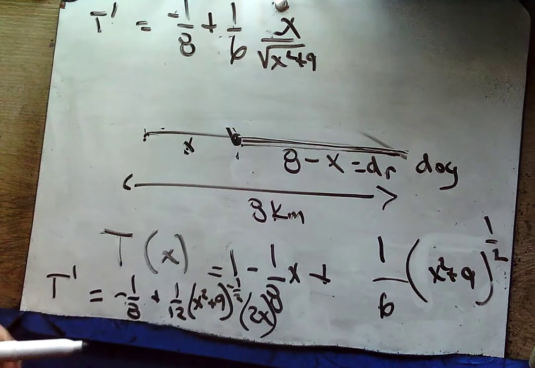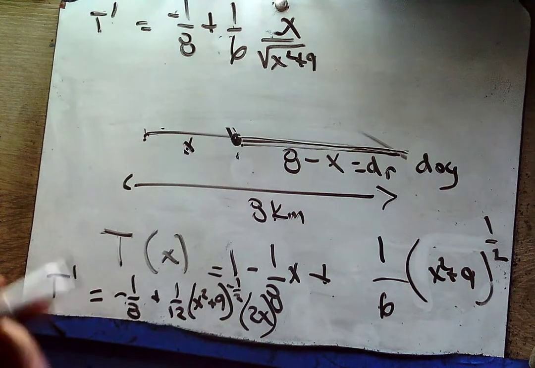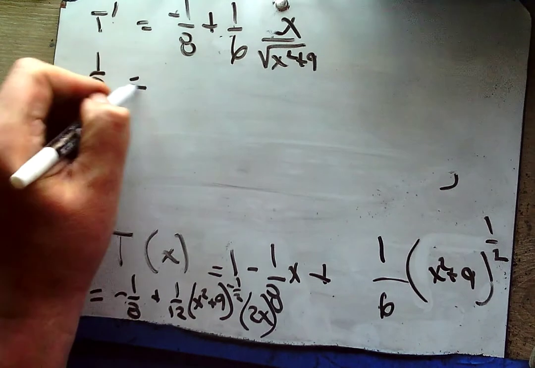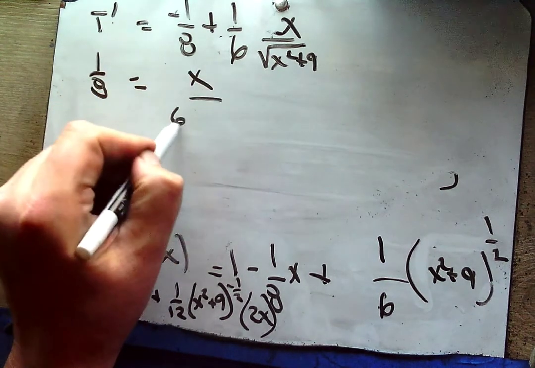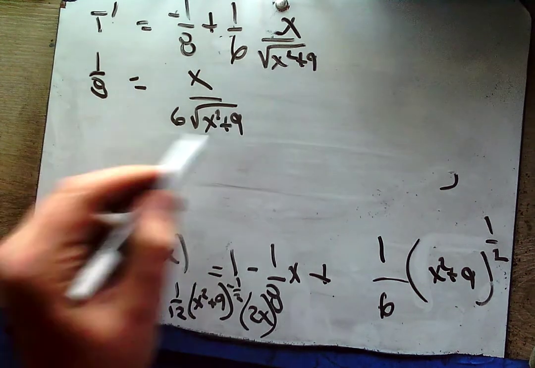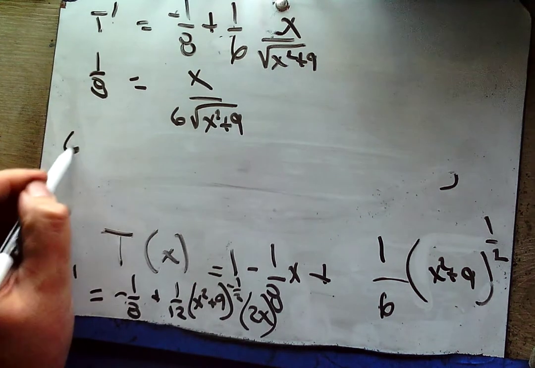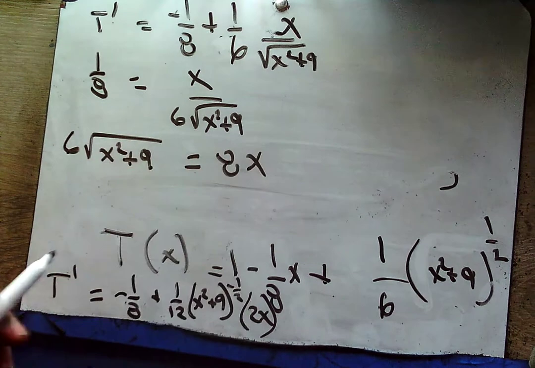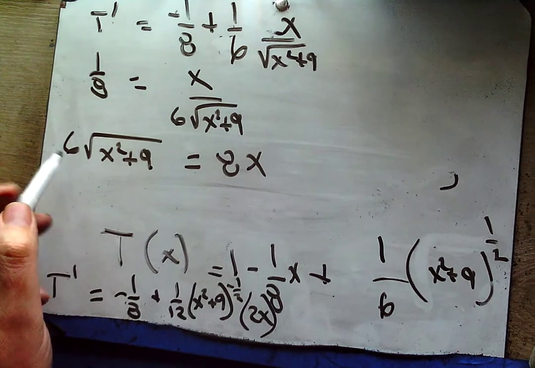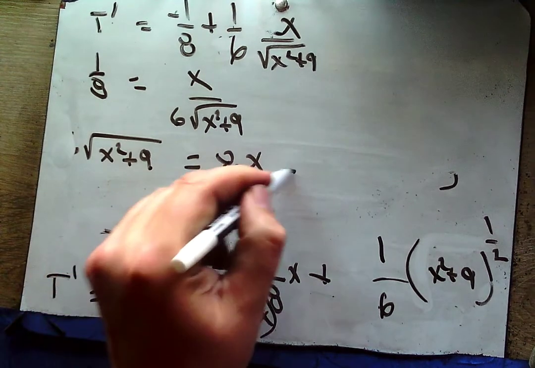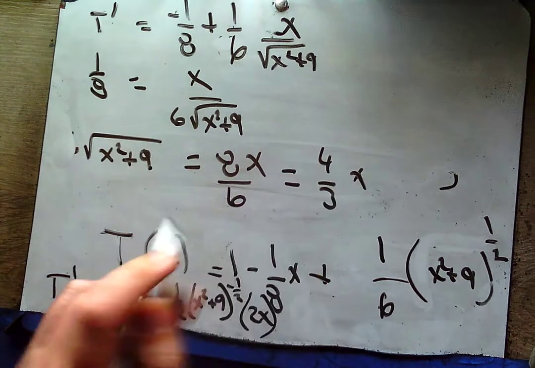And this is what we want to set equal to 0. Okay, so let's set this equal to 0. And I'll add 1/8 to both sides. So I get 1/8 equals x over 6 square root x squared plus 9. Okay, so let's do some cross multiplying. 6 square root x squared plus 9 equals 8x. And now you need to square both sides. You may actually want to bring this over here. And so that's going to be 4/3 x.